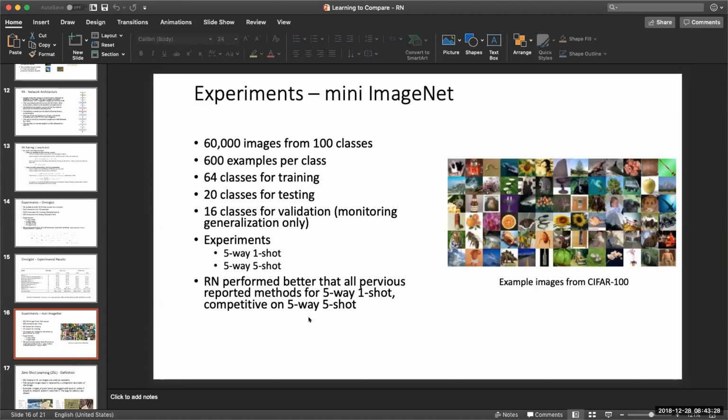Frank, I just want to understand the 5 classes. They're not in the test set, or which set are they coming from? The 5 classes that they've chosen? For the 5-way class, they would be coming from the 20 classes here for the testing. Okay. Yeah. Got it.